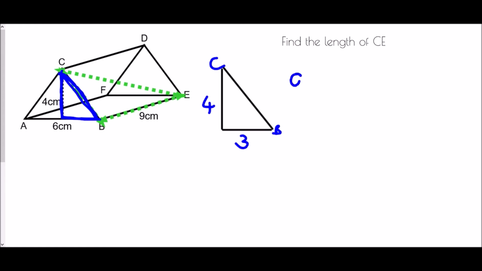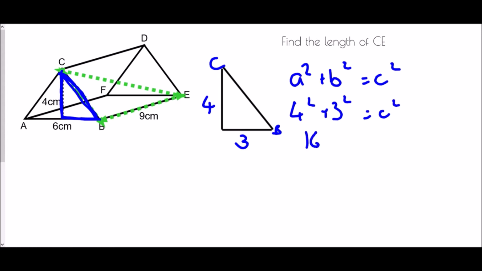And so again, I'm going to use a little bit of Pythagoras. A squared plus b squared equals c squared. So in this case, I've got 4 squared plus 3 squared equals c squared. 4 squared is 16, 3 squared is 9, and so 16 plus 9 is c squared. That is 25, so 25 is c squared, and so the square root of 25, well, that's one where I don't need a calculator. The square root of 25 is 5, and therefore CB is 5 centimeters.